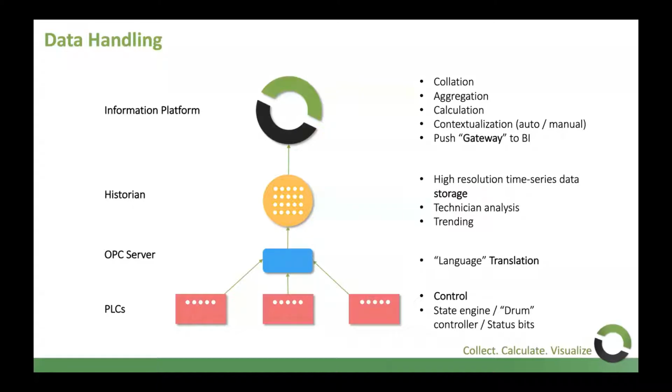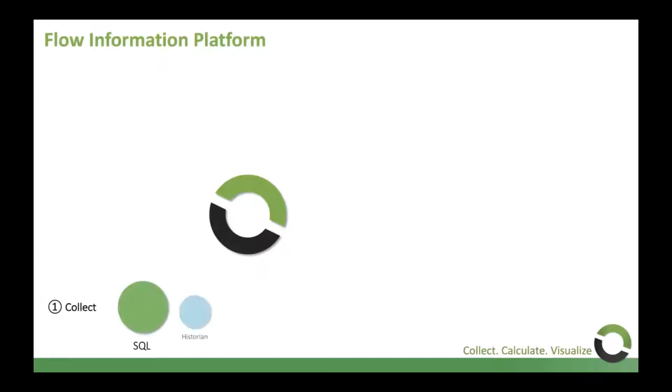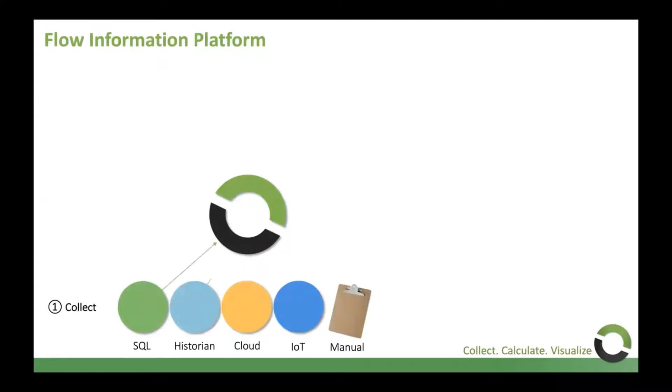So I just want to paint the picture a little bit of how we handle data coming from a particular plant environment. But as I mentioned, historians are not the only source of data that we can get into Flow. I think that's one of the strong points: we can have multiple data sources connected to the platform at once. So I'm just going to quickly go through a high-level pseudo architecture of the Flow information platform. The first thing that we do with the platform is exactly that: we collect data. We connect to all of these different data sources that we have in our plant environment.